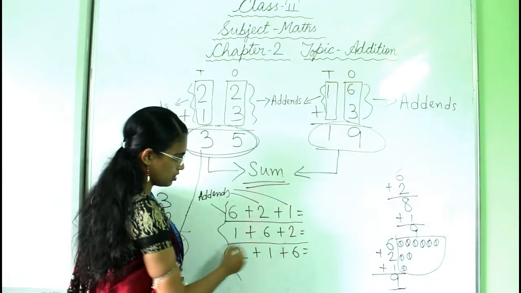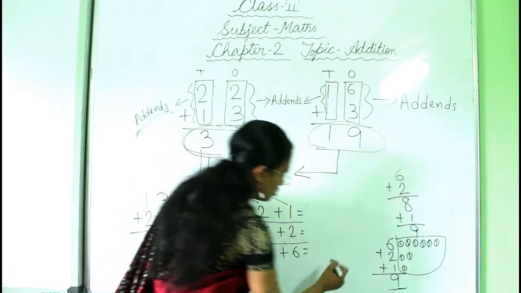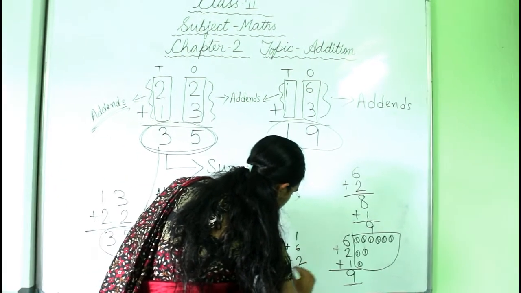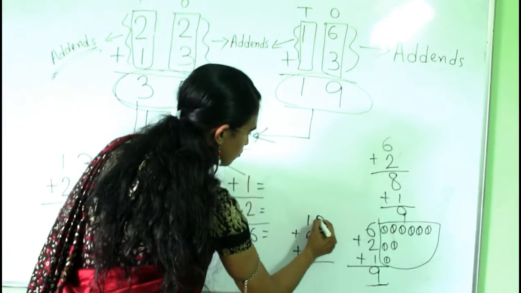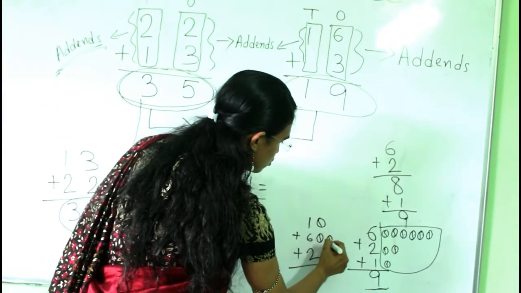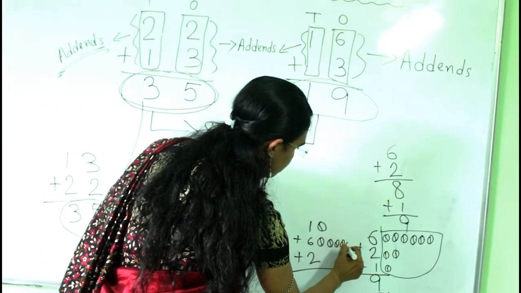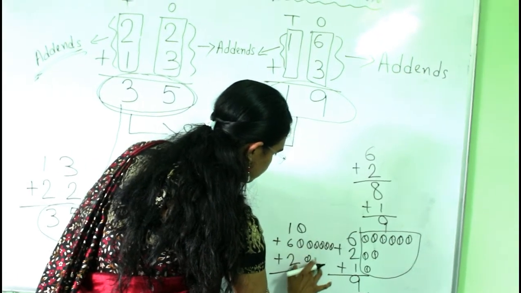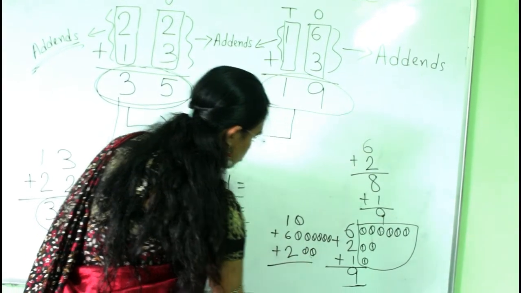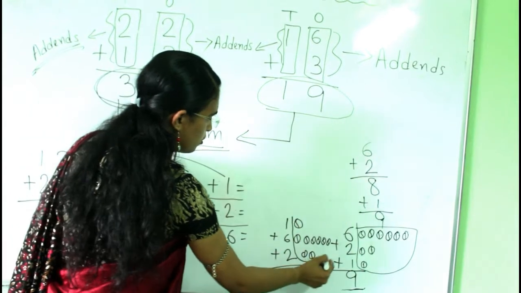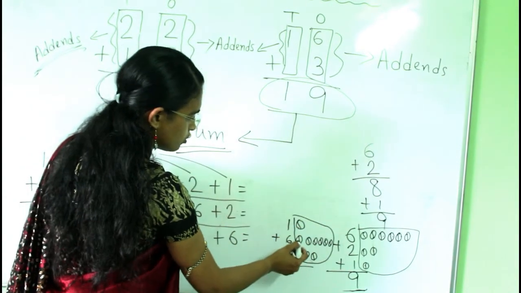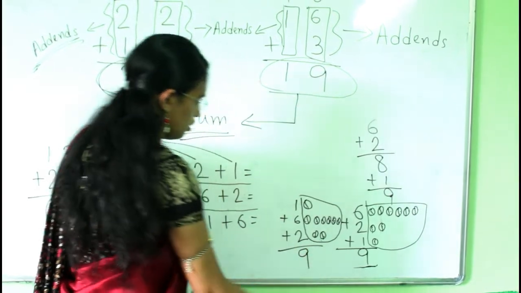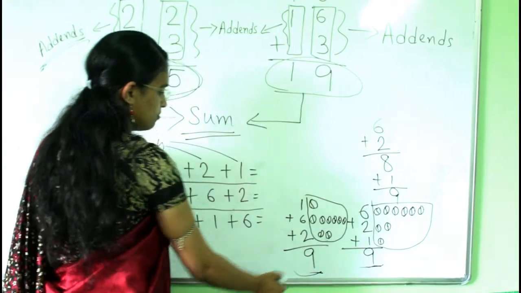Then if you add this one, 1 plus 6 plus 2, what will be the answer? 1, 1, 2, 3, 4, 5, 6, 1, 2. Now let's count all the balls. 1, 2, 3, 4, 5, 6, 7, 8, 9. Here also we got the same answer, same sum.